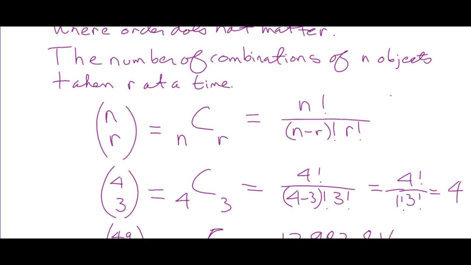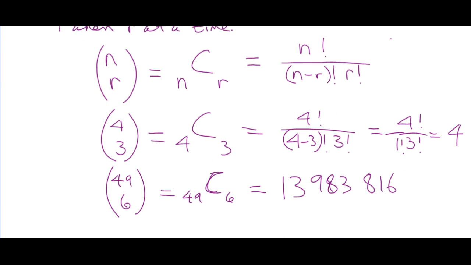The formula for choosing r objects from a set of n, so it's n choose r, or nCr, is n factorial over n minus r factorial, which you'll notice is the permutation formula, and then we take out all of the orders, so we divide by r factorial.